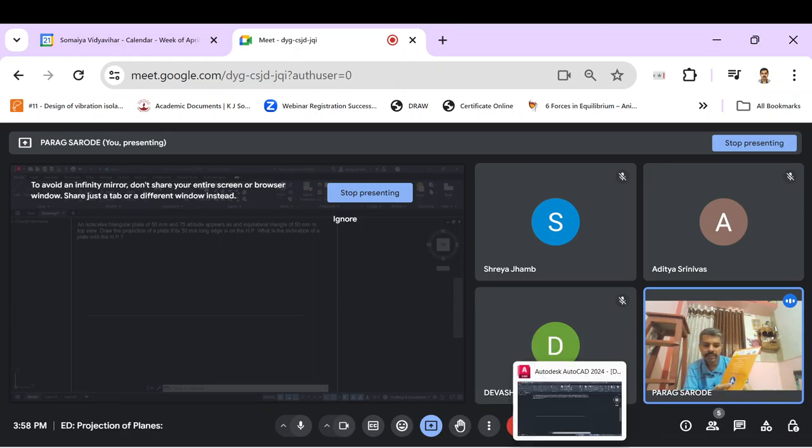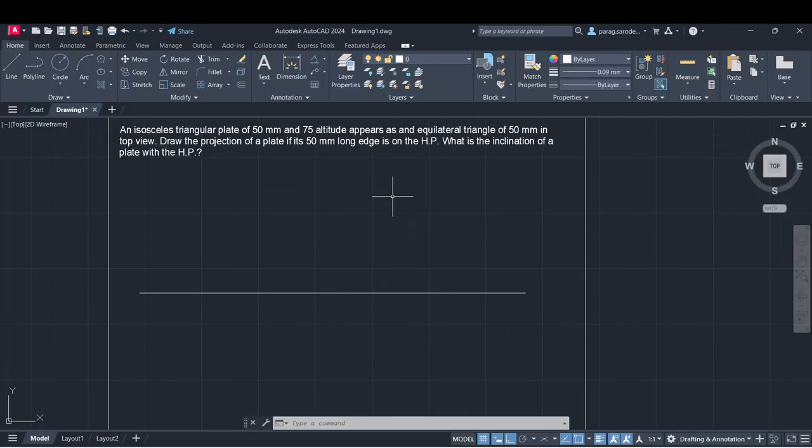And what is mentioned next? It is mentioned that it is an equilateral triangle of 50 mm in the top view. So whenever this triangular plate is placed in such a way that this side is 50, from this apex to this distance is also 50, and apex to this distance is also 50, then we see that it is an equilateral triangle. Are you getting this?